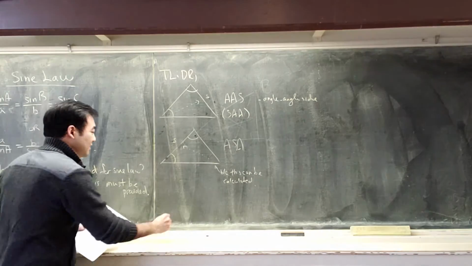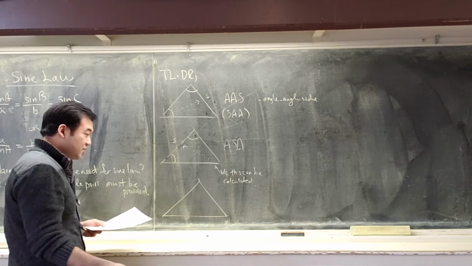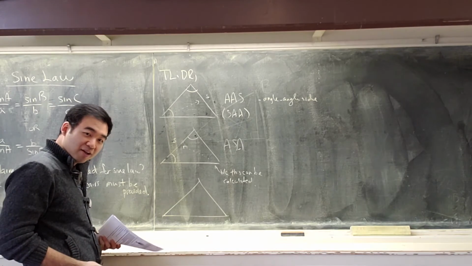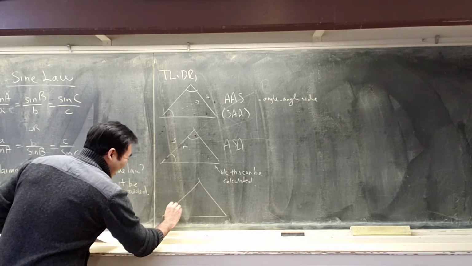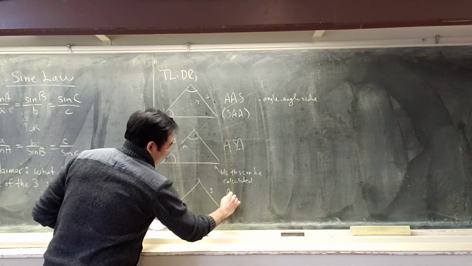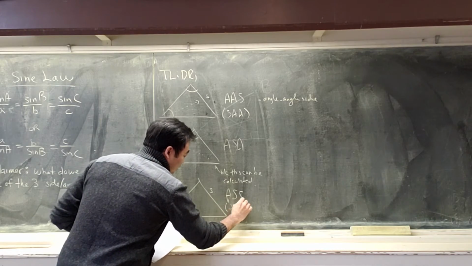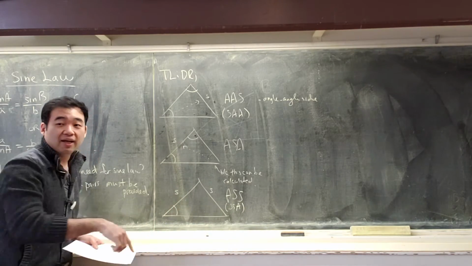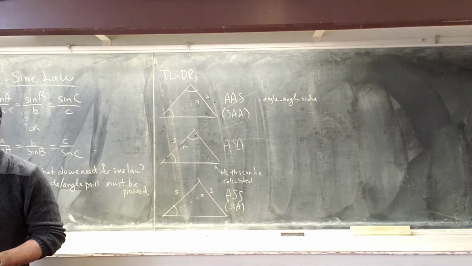And lastly, two sides and an angle. What does that spell? Angle, side, side. So if you have this, or backwards, SSA, you have a matching angle-side pair.